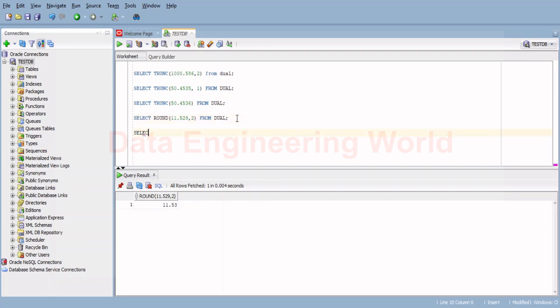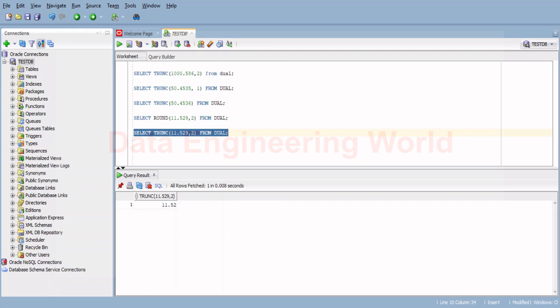Whereas if we use the same number with the trunc function and truncate it to 2 decimal places, it is giving us the output as 11.52, which is truncated the last decimal value, which is 9. So this is the difference between round and trunc functions. I hope you have understood this difference.